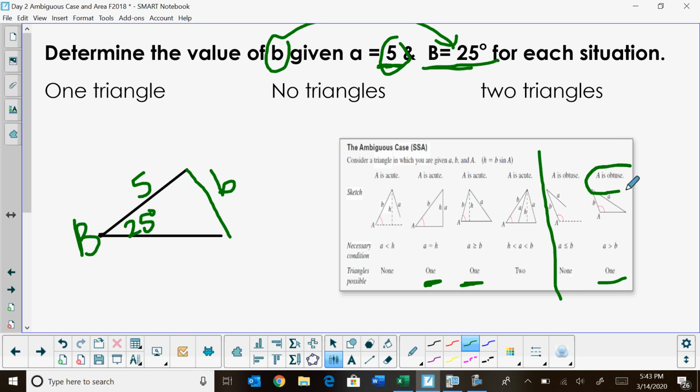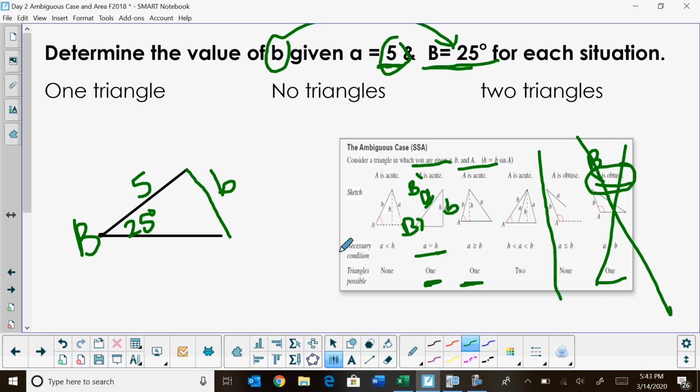Now, it says A is obtuse. Well, we already know the given angle. In this case, our given angle is not really A, it's really B. B is not obtuse. So this scenario will not work. But we will look at these two scenarios, this one and this one. Okay, when A is acute, but we're going to substitute letter B here because that's the given angle. B is the acute angle. Okay, if B is the acute angle, what would the opposite side have to be?